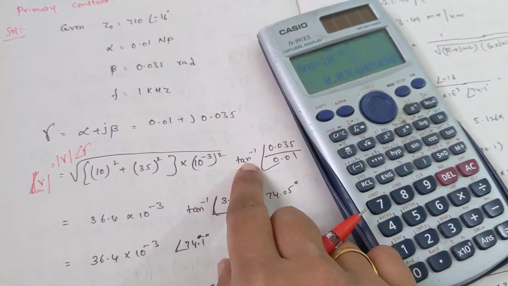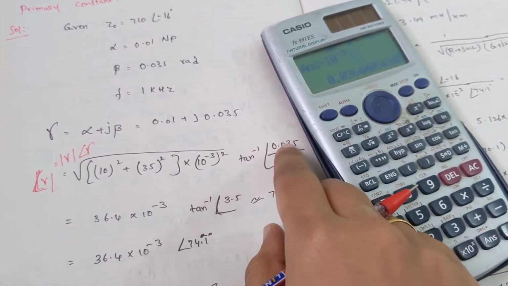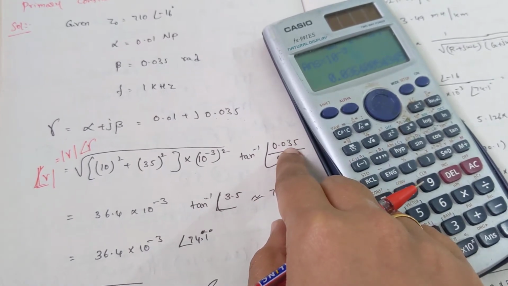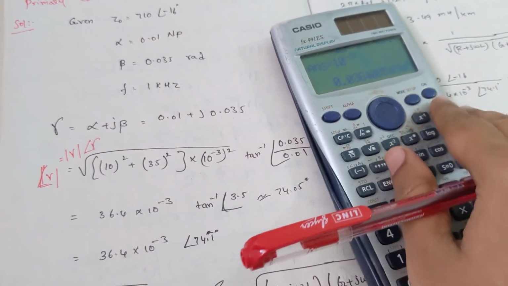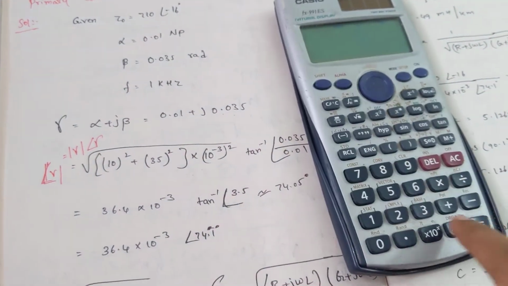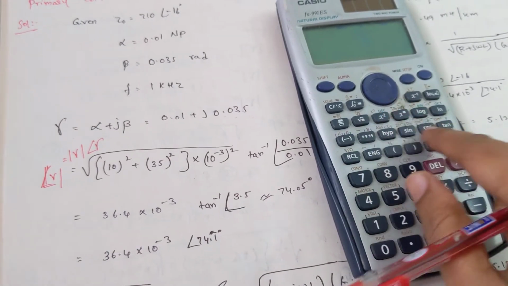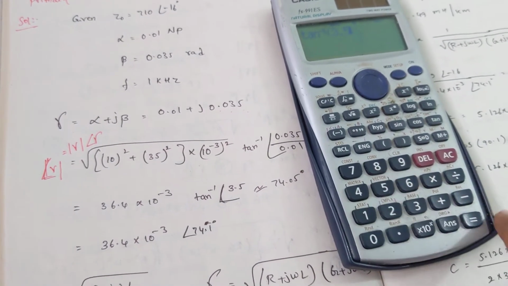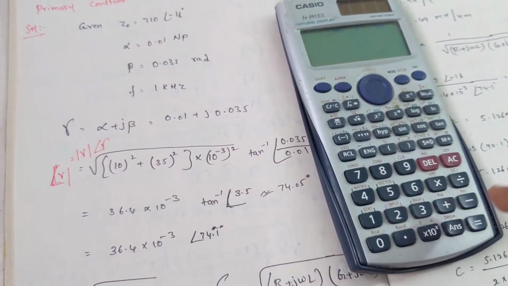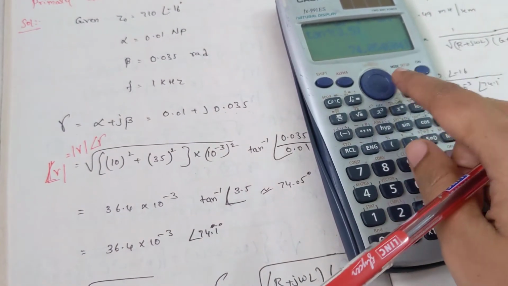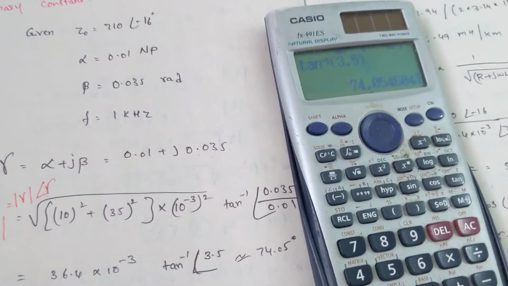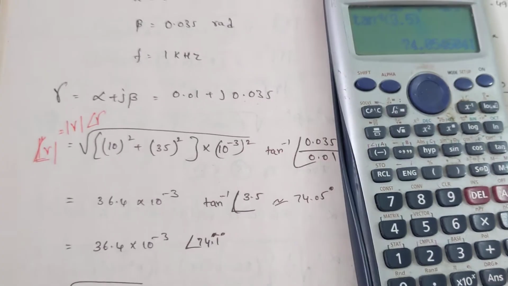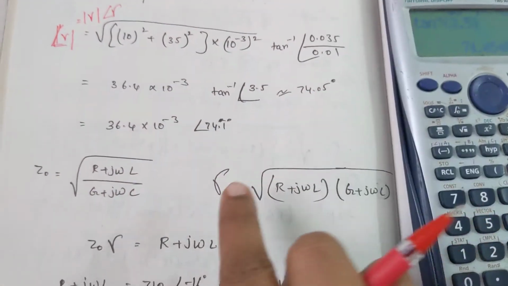And what about the angle? The angle is tan inverse of the imaginary value divided by the real value. So the imaginary value 0.035 divided by 0.01 is 3.5. Tan inverse of 3.5 will be equal to 74.05. Obviously it is above the value, so we can simply give it as 74.1, so there will not be any issue. Okay, so we found what gamma will be.